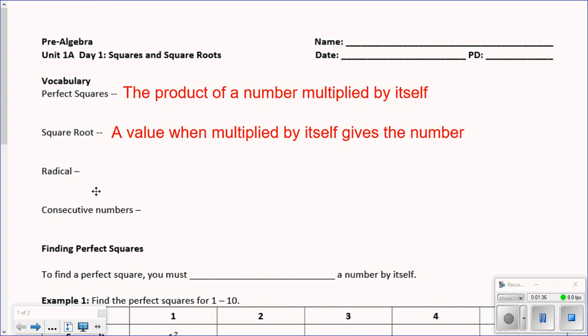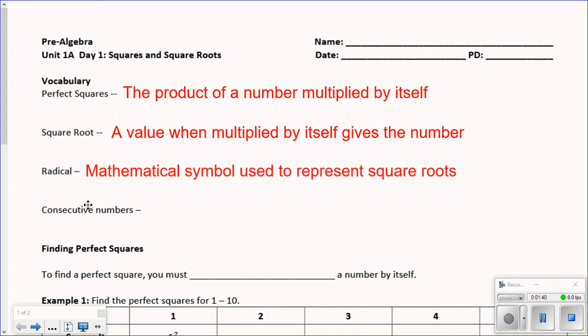Okay? A radical is the mathematical symbol used to represent square roots. So it's that little check mark thing that you see over a number, and you'll see it throughout this whole note packet. And then lastly, consecutive numbers.